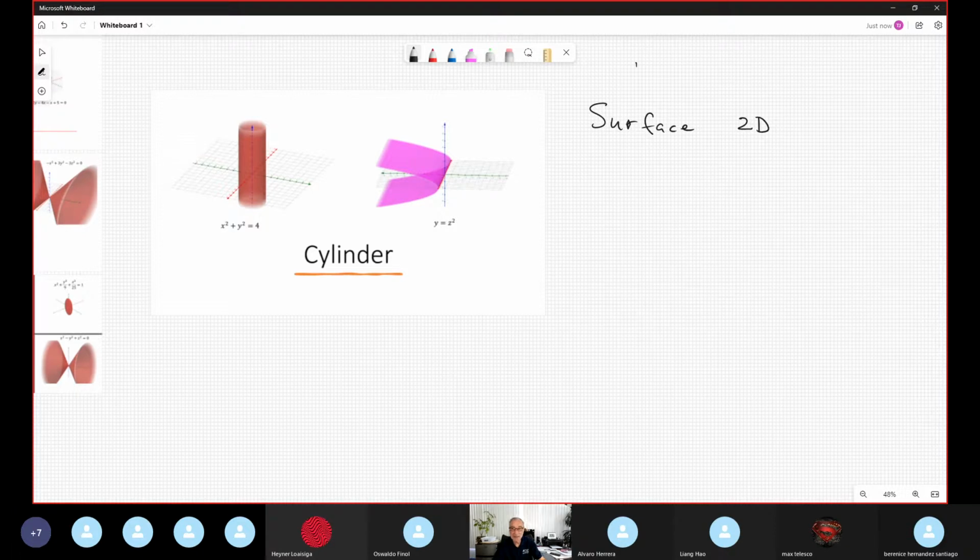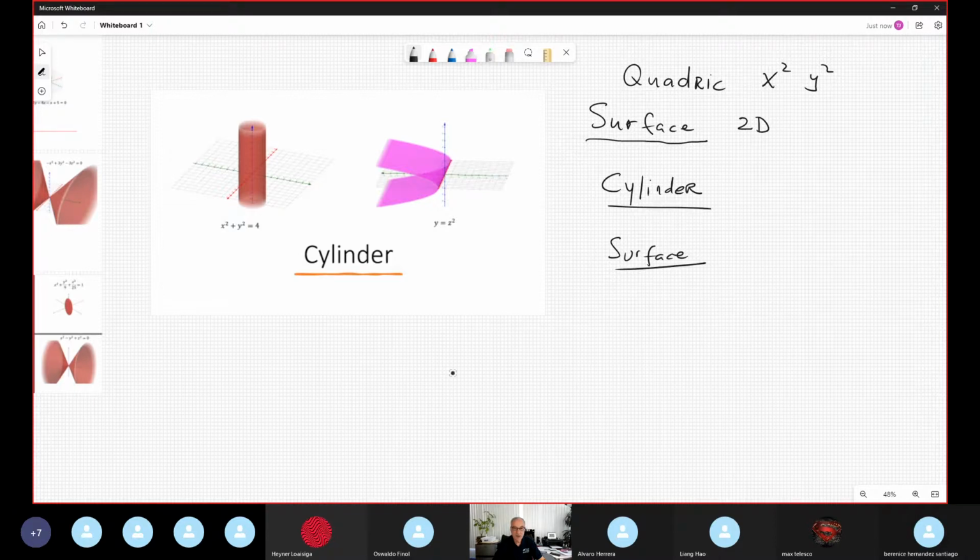Quadric is when the exponent is 2, x to the second, y to the second, and so on. But I need to differentiate surfaces into two: cylinders and actually surfaces. Let's see, a cylinder is a special surface in which one variable is missing. You see, one variable is missing, and automatically it is a cylinder.